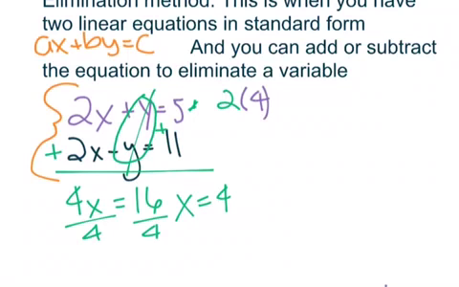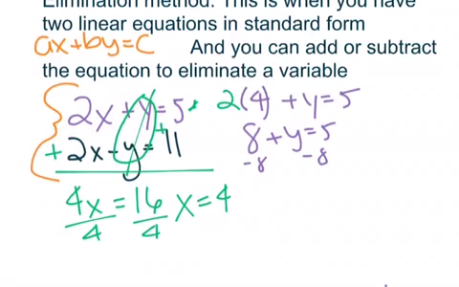2 times 4 plus y equals 5. So this is 8 plus y equals 5. I'm going to subtract 8 so I can isolate y. Y equals negative 3. Write our answer in parentheses, so (4, -3) is the solution to this system of equations.